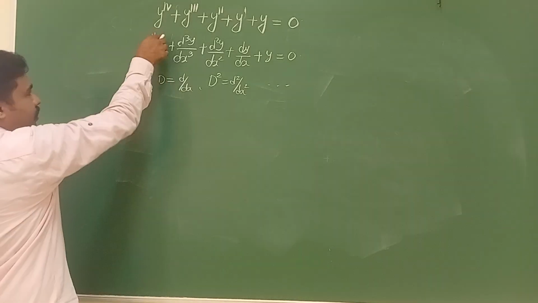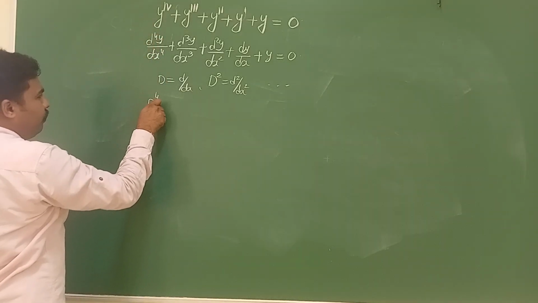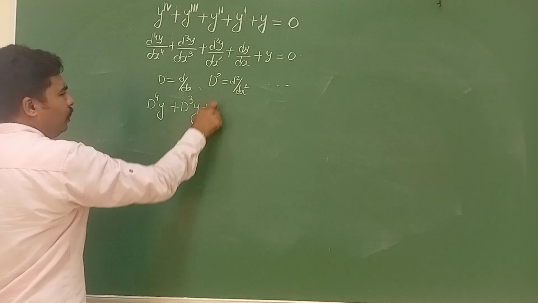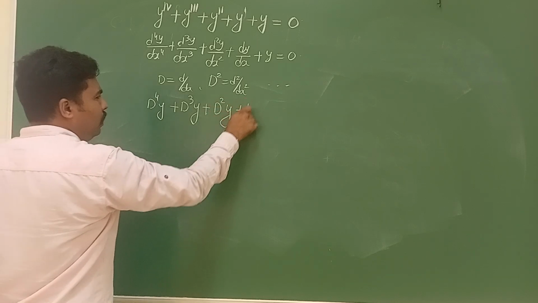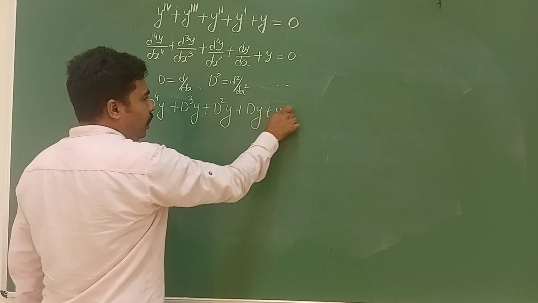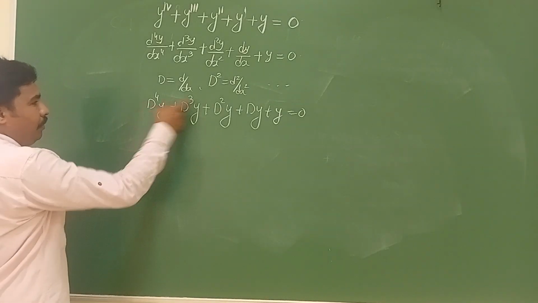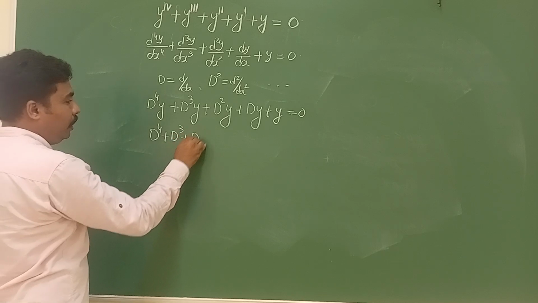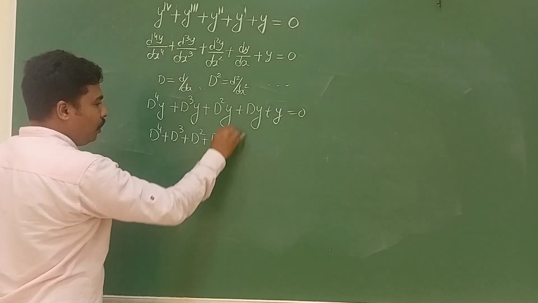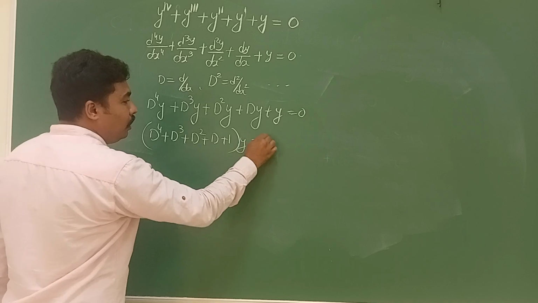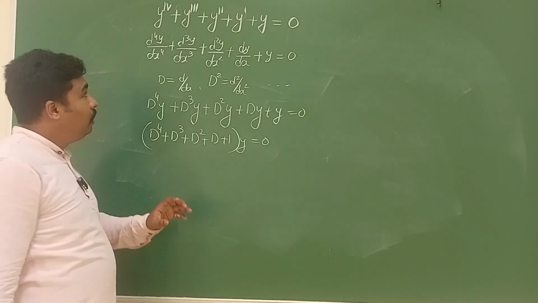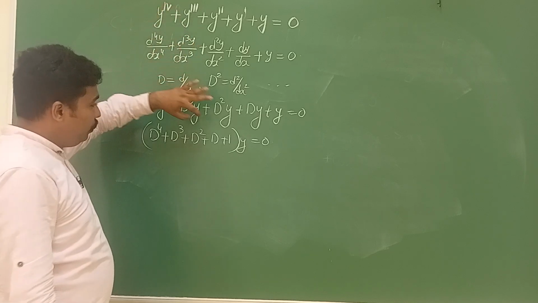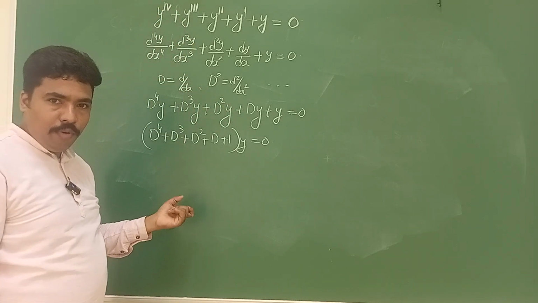Now if I replace this here, it becomes D power 4 into y, D cube into y, D square into y, D into y plus y equal to 0. Now if I solve this, (D power 4 plus D cube plus D square plus D plus 1) into y equal to 0. This is how to write the given differential equation, in this form or this form, the standard form, meaning the capital D form.